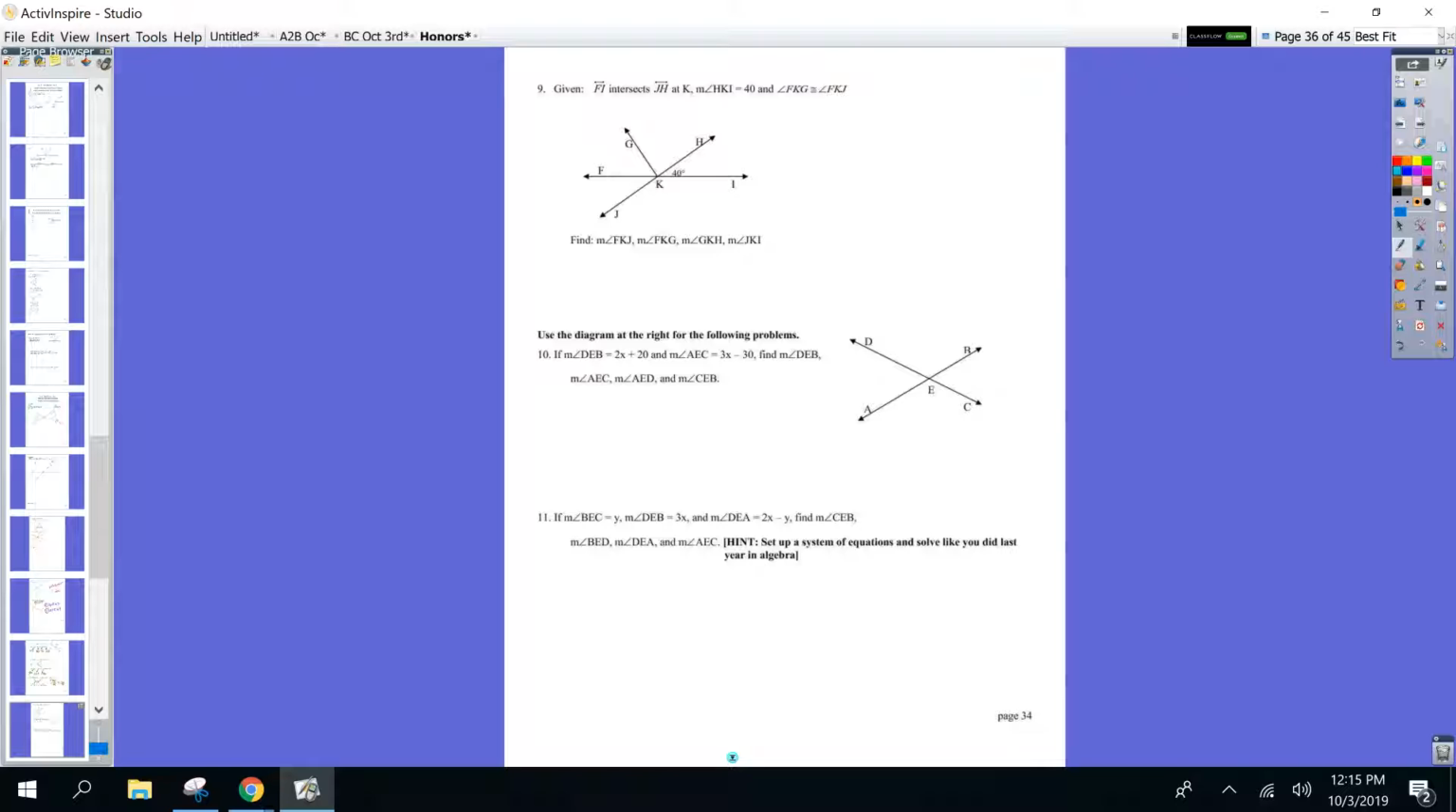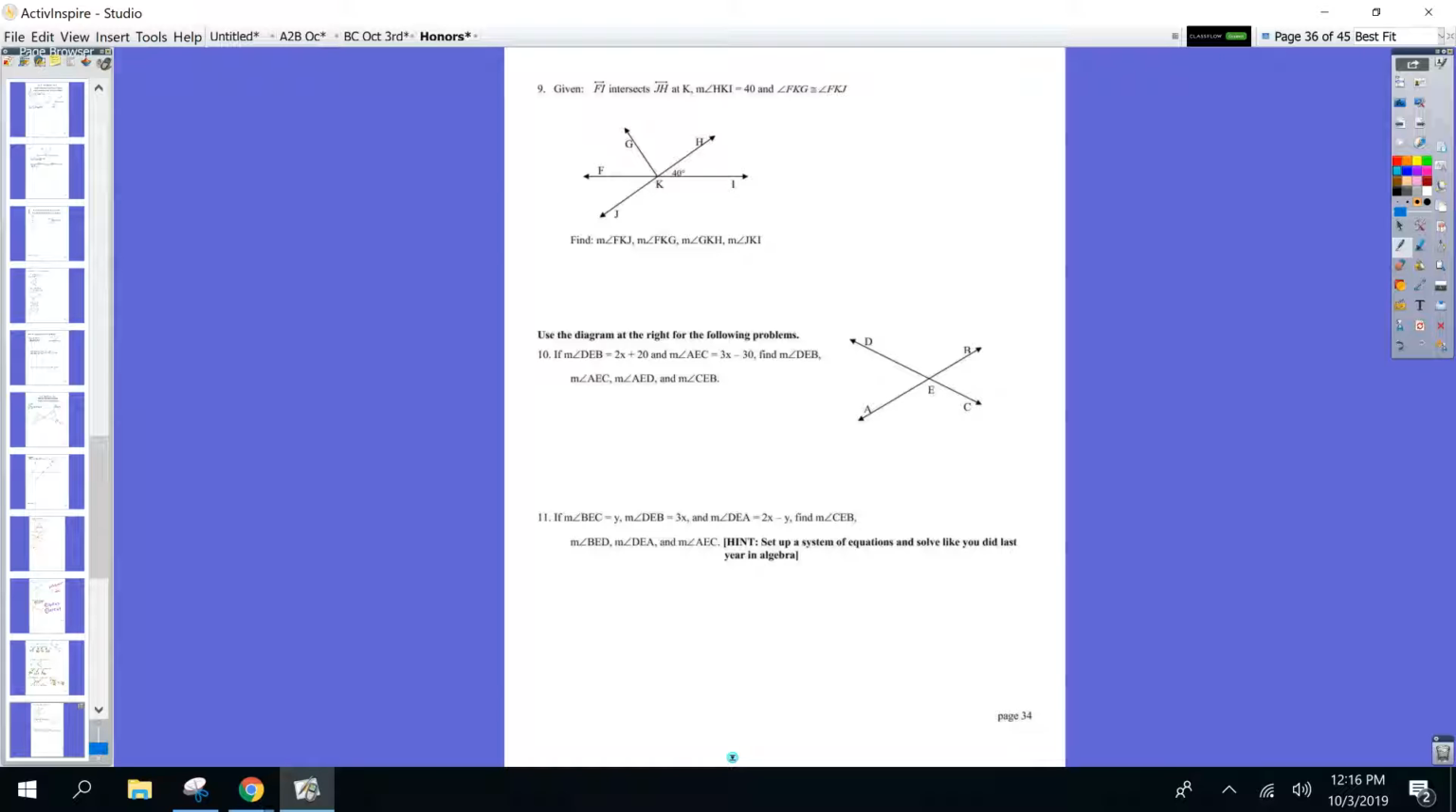How about FKJ and number 9? FKJ. 45? 40, they're vertical. FKG. 40 because they were congruent. GKH. 100. And how about JKI? 140. Anything on those before we go to the next batch?